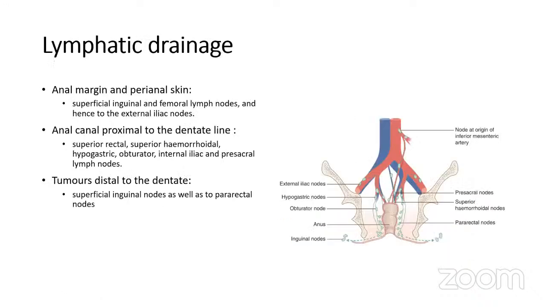Coming on to the lymphatic drainage of the anal canal, it can be divided into 3. One is the anal margin tumors, which usually spread to the inguinal nodes and then to the external iliac nodes. Then we have tumors proximal to the dentate line, and tumors distal to the dentate line. The tumors proximal to the dentate line usually go into the mesorectal, that is the superior rectal, superior hemorrhoidal, internal iliac, obturator, and presacral nodes. Whereas the tumors below the dentate line go to the superficial inguinal nodes and the lower mesorectal nodes.